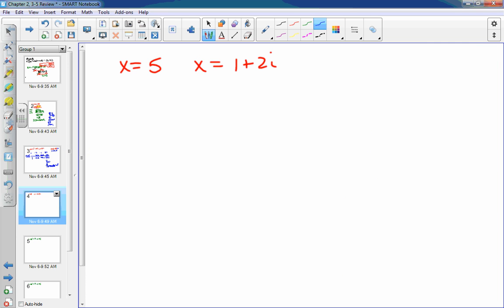Next, find the polynomial with the given roots. Find the polynomial with the given roots. Talk to me. What were you thinking? Okay, so you all want to take this over the other side? X minus 5 is equal to 0. X minus 1 is equal to 2i. Is that what you're saying?